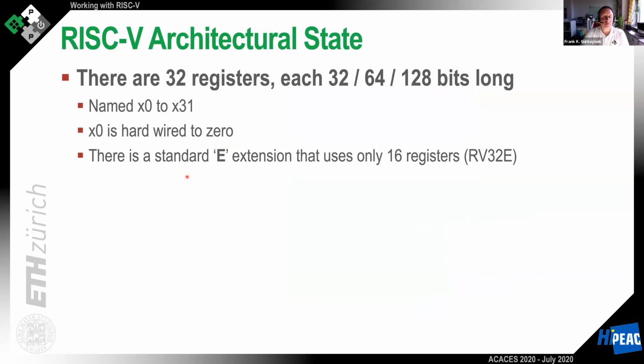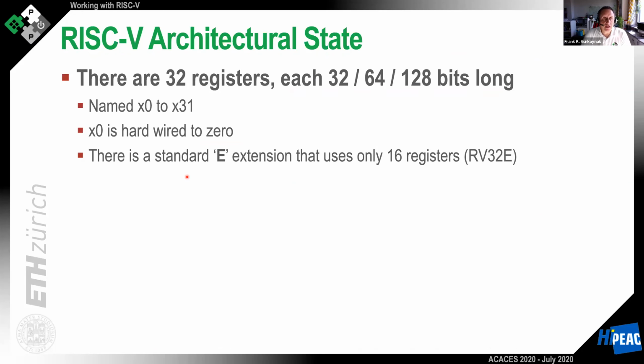Now, just to give you some basic overview, there are 32 registers defined. Each is, depending on the architecture you're using, 32, 64, or 128 bits long. They're named X0 to X31, and X0 is always hardwired to 0. So that register is always 0, you cannot write to it.